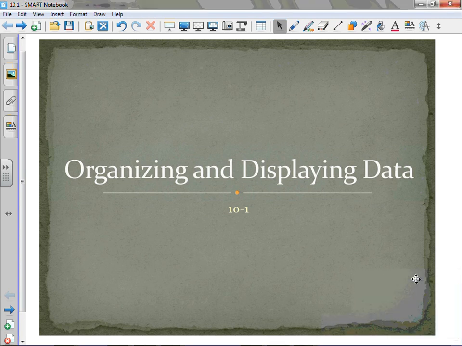Okay, the next chapter we're going to cover involves data analysis and probability. So we're going to start with organizing and displaying data. Our quiz is going to be after break, but we still are going to learn some lessons before then. So this is chapter 10, lesson 1, organizing and displaying data.